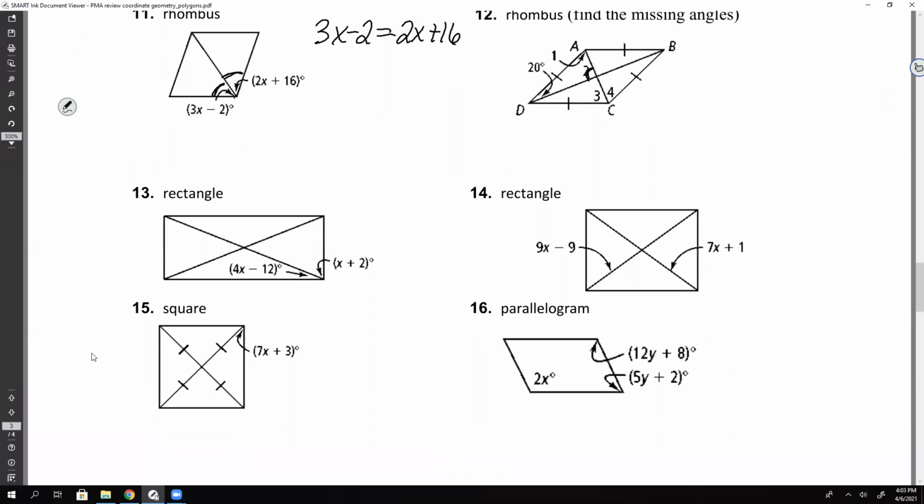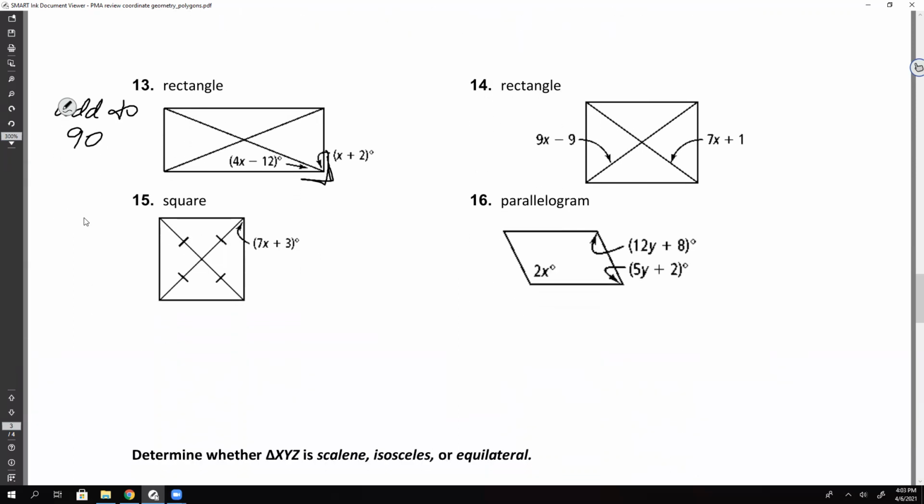Okay, number 13. If it's a rectangle, this diagonal is not cutting it in half. But what do you know about that whole corner? If it's a rectangle, the whole corner is going to be 90, right? So these two pieces should add to 90. So write an equation where you add those two expressions together, set it equal to 90, and you can find x.